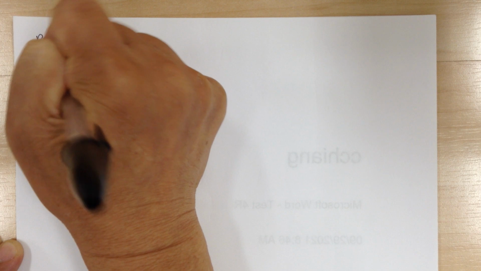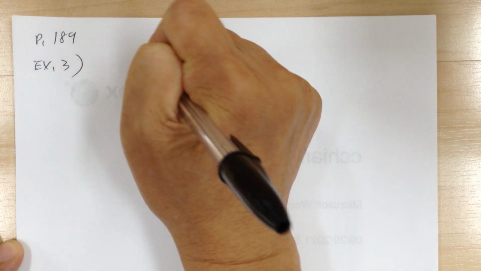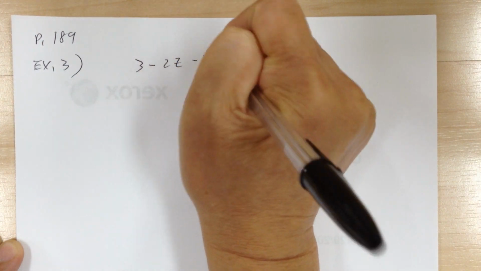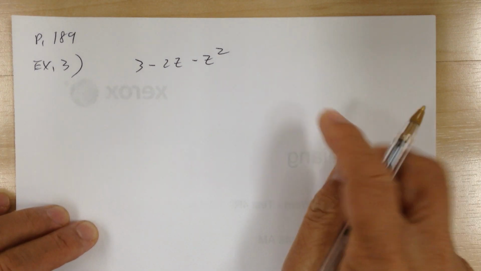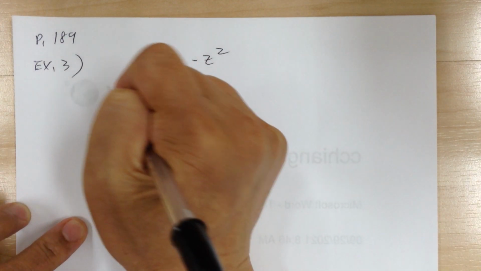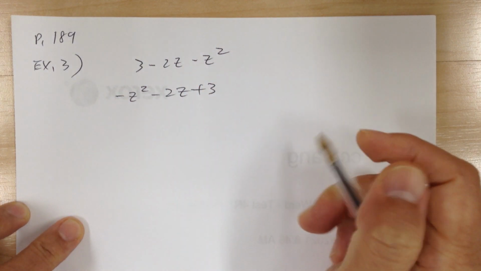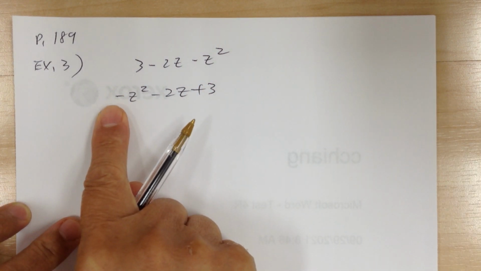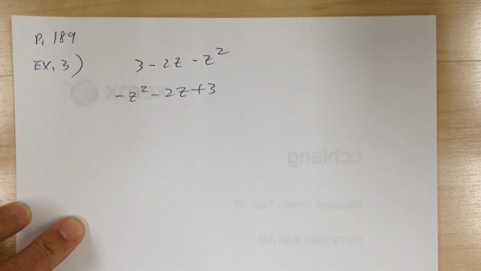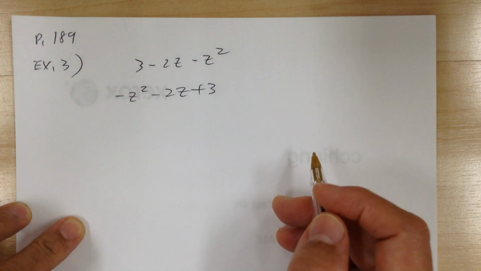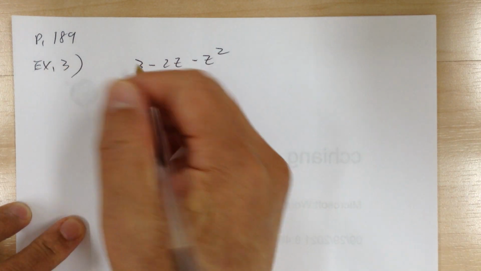Okay, example 3. You want to factor 3 minus 2z minus z squared. So first thing you need to do is arrange this in order. So it will be negative z squared minus 2z plus 3. Okay, the next thing is there's a negative in front. So when there's a negative in front, you don't want to do the factoring right away. So you want to go and factor the negative.